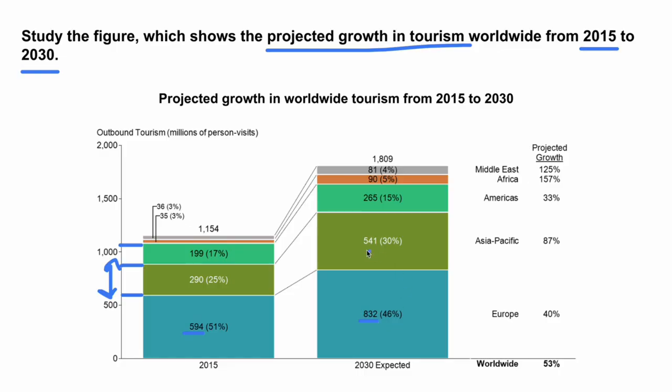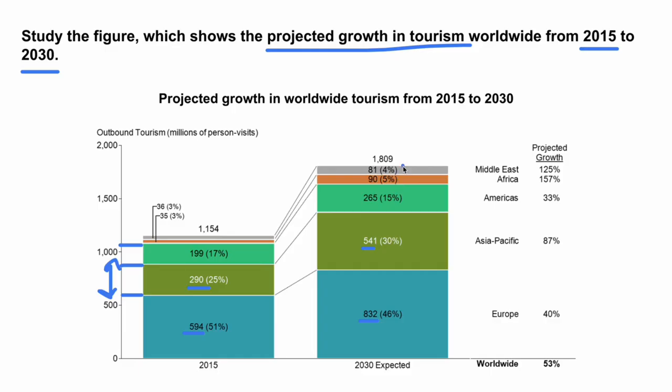And then we look at Asia. Asia, the number increased as well. And the proportion also increased, but it's still not the highest proportion in the entire world. You can do similar comparisons for the Americas, Africa, and the Middle East.